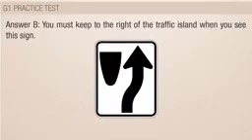Question 12. What does this sign mean? A. Road turns right then left. B. Keep to the right of the traffic island. C. Pass other traffic on the right. D. Winding road ahead. Answer B. You must keep to the right of the traffic island when you see this sign.